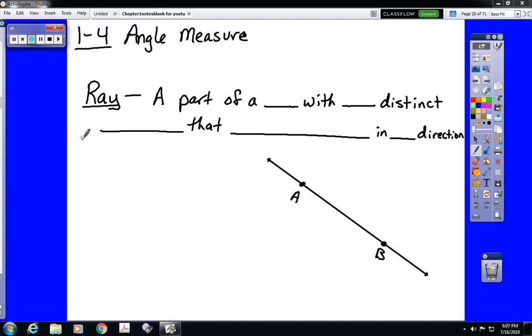So, we start off with the definition of the term a ray. A ray is a part of a line. So like a line segment, it is a part of a line. Only now it will only have one distinct endpoint, and it will extend infinitely in one direction.